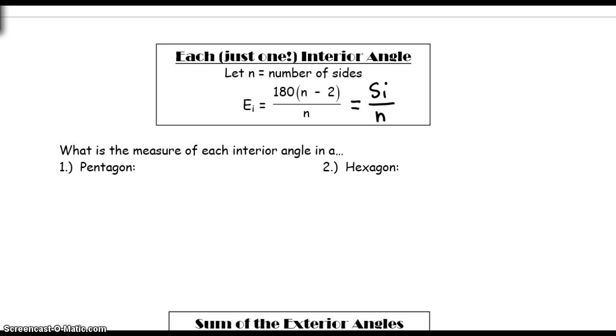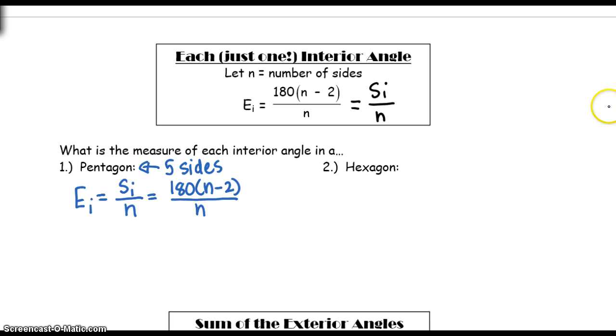So let's go ahead and try this one down here. What's the measure of each interior angle in a pentagon? Well, first you have to know a pentagon has 5 sides. And once you know that a pentagon has 5 sides, you know that each interior angle is just the sum of all the interior angles divided by however many angles there are. By the way, the number of angles is also the number of sides, so that's why I just used my n. Well, we know the sum of the interior angle formula is 180(n minus 2) over n.